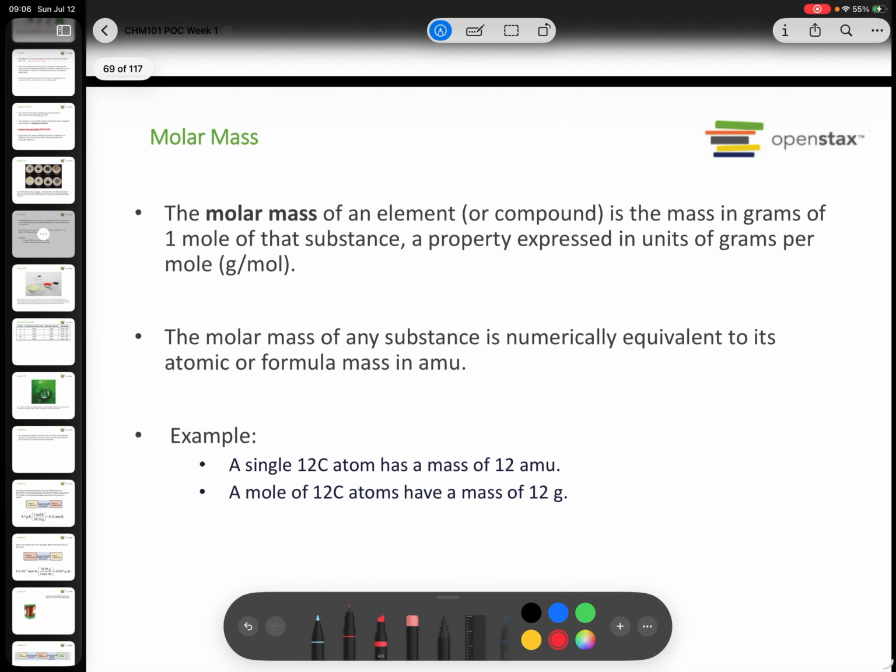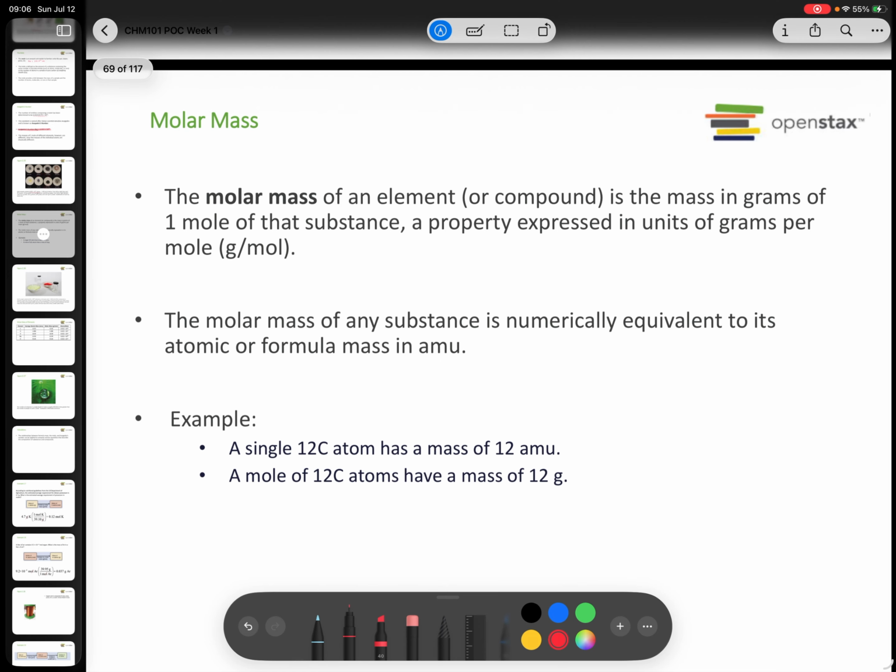So, what is molar mass naman? Molar mass is the mass in grams of 1 mole of a substance. Okay? Mass in grams of 1 mole of that substance. Its unit is grams per mole. So, very useful to. Very gamit na gamit to sa mga calculations natin.